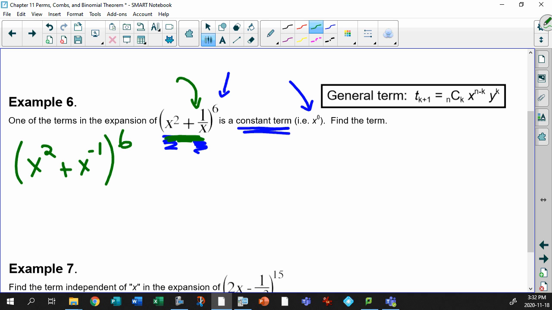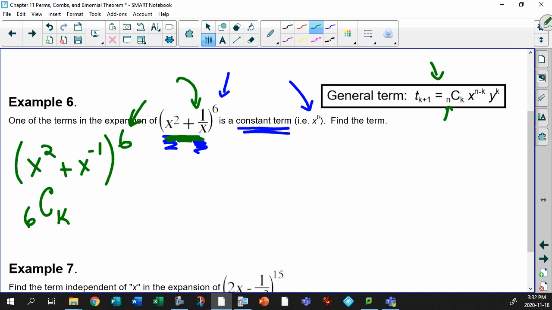Okay? The second thing is I want to play around with this wonderful term here. I know a few things about this. I know the n because that was determined by the power right here. So I can actually put down that this is 6 choose, but I don't know the k. I don't know what term it is, and I don't know the k value. So okay, I'm going to just put it down as k.